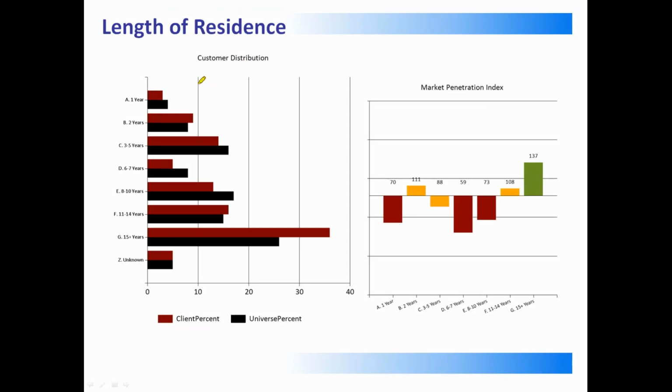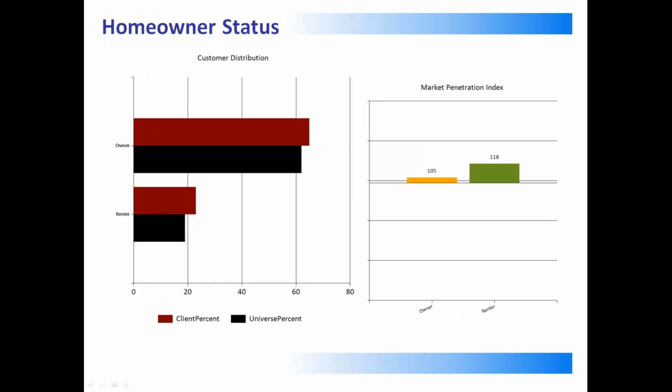We look at length of residence. Even though we saw it skewing high by younger members, we're seeing the highest frequency and the highest index are amongst folks who've lived in their homes for 15 or more years, with about 1/3 of the customers falling in that length of residence bucket, and indexing at 137, or 1.4 times more likely than average to be in their homes for 15+ years.